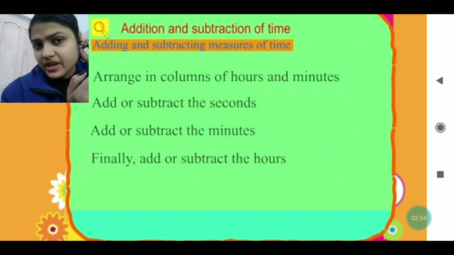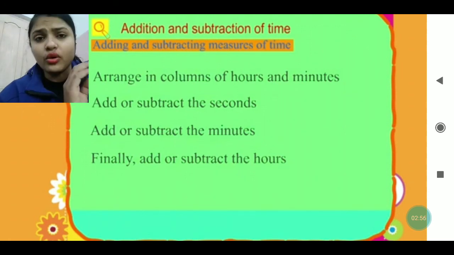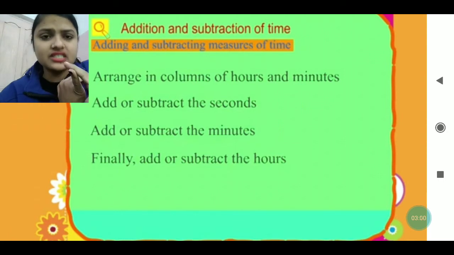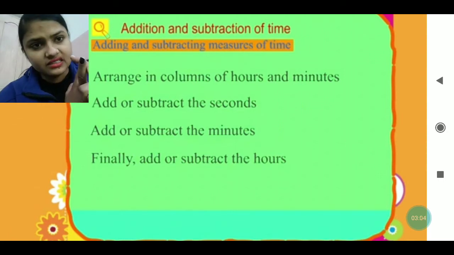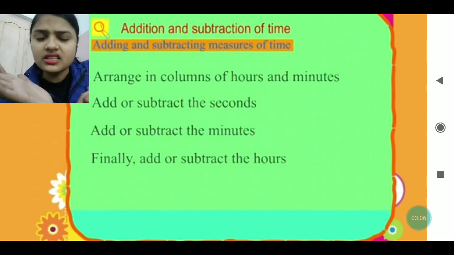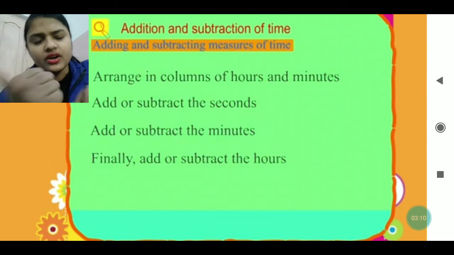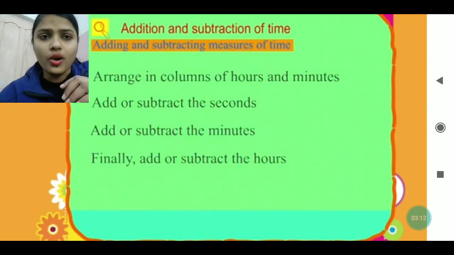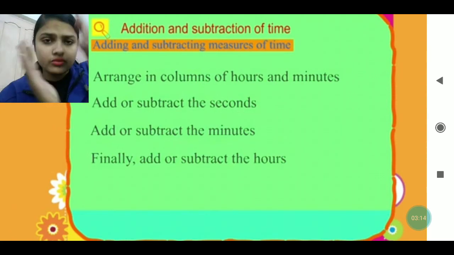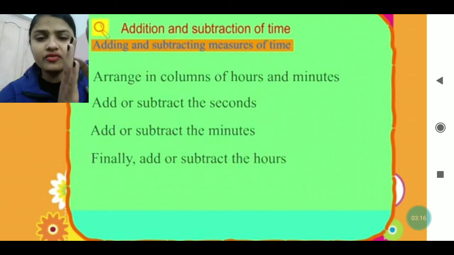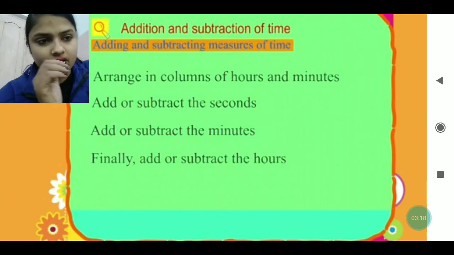Add or subtract the minutes, meaning first we add from the lower unit. If seconds are given, we will add seconds first, then the minutes, and finally we will add the hours. If only minutes and hours are given, then we add the minutes first, then the hours. Like this it goes on. But it's very important to make the columns: one for seconds, one for minutes, and one for hours.